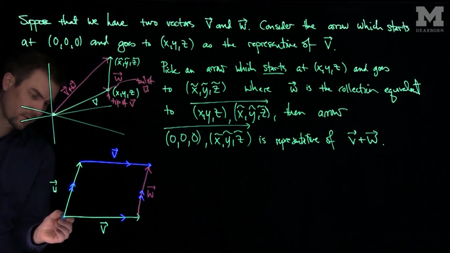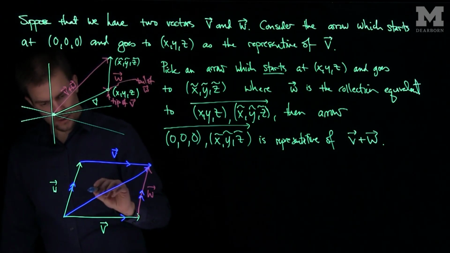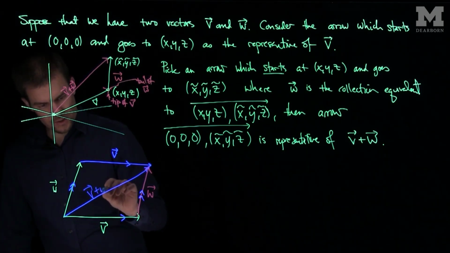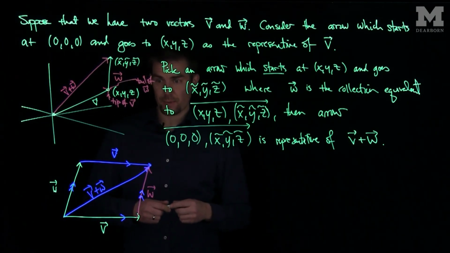And then this vector over here will be the vector v plus w. So v plus w is one of the diagonals of the parallelogram.